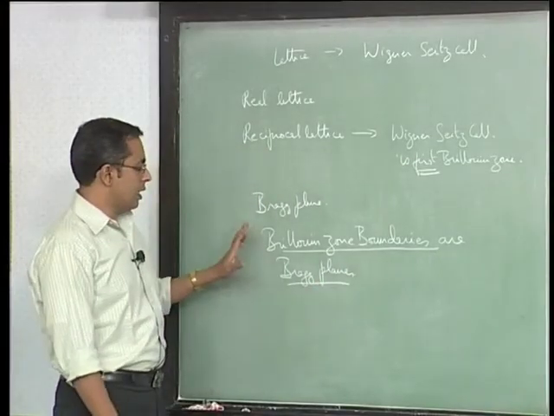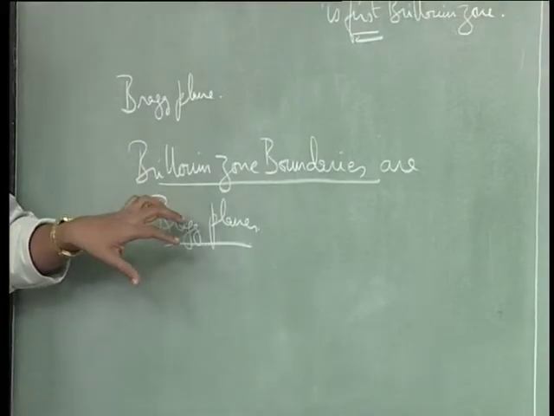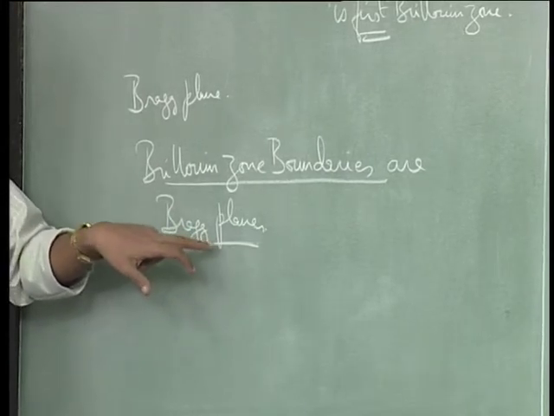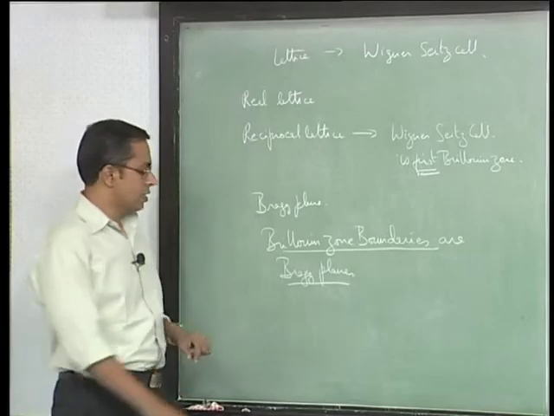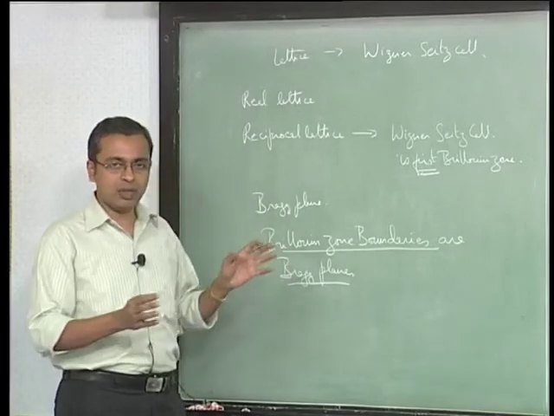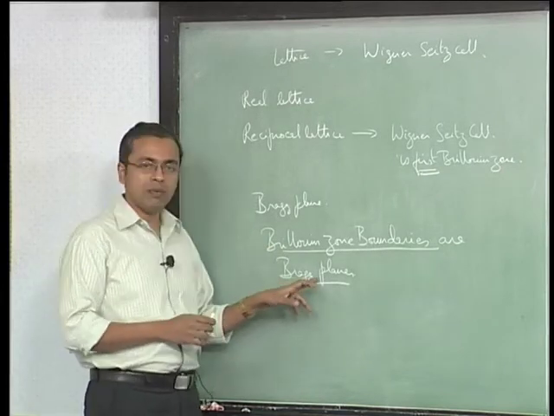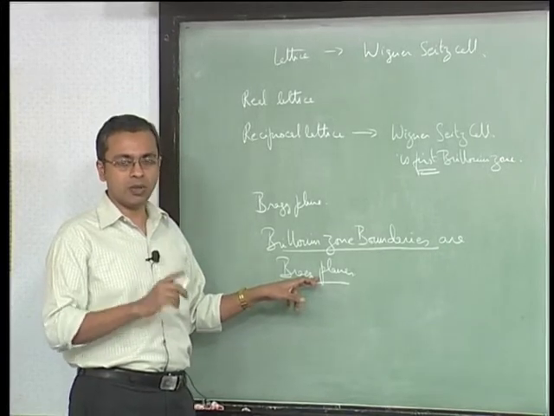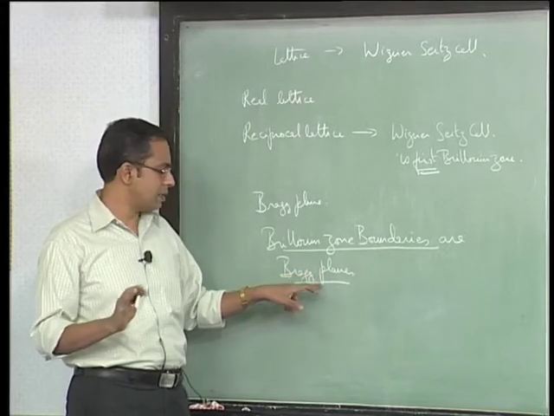Okay. So Brillouin zone boundaries are Bragg planes, and therefore we will now look at what is the significance of a Bragg plane, and that therefore implies the same significance for the Brillouin zone boundary. Okay. So so far we have actually learnt all these things independently. Today we are going to start pulling them together. So we have already defined what is a Bragg plane. It is the plane that bisects the vector joining the origin of reciprocal lattice to any reciprocal lattice point. Okay, so that is the Bragg plane.